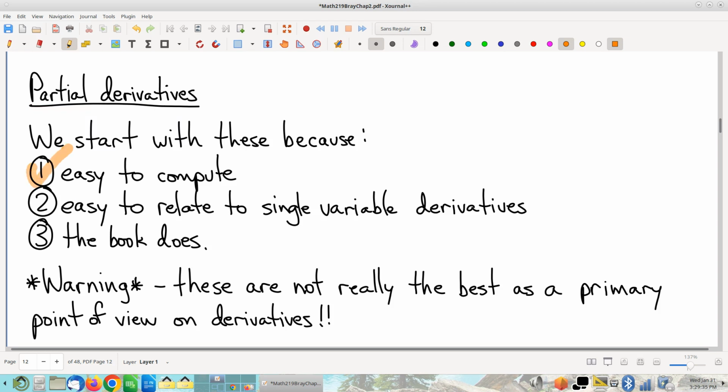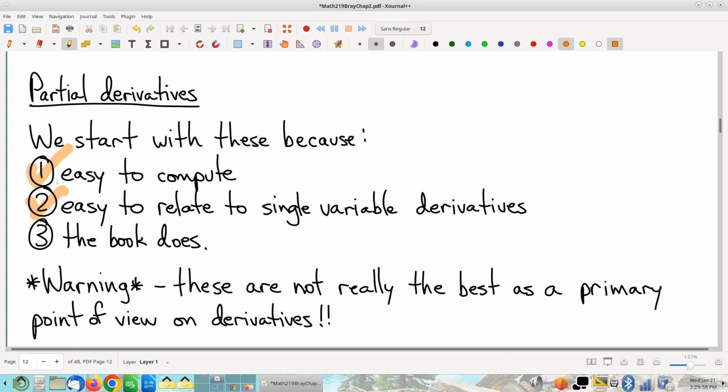So good news. Partial derivatives are super easy to compute. It's one of the things that makes them so useful. It's so easy to work with. It's very nice. They are very familiar and satisfying. They're going to end up being a lot like single variable derivatives. In a way, they are technically single variable derivatives. We'll talk about that in a minute.